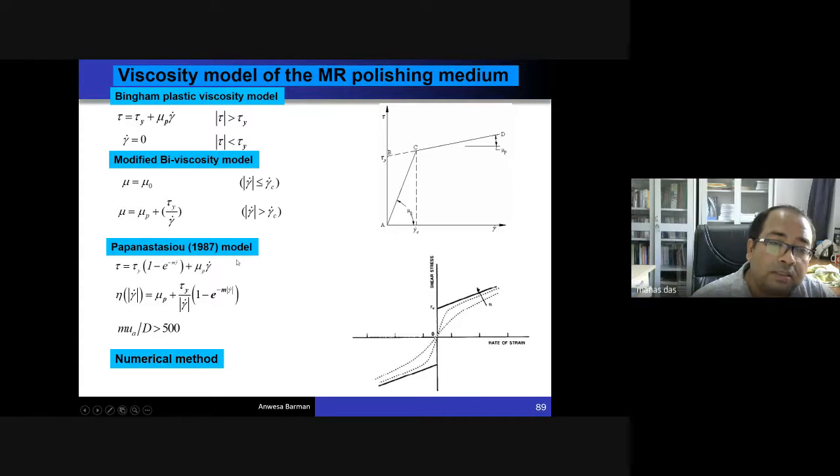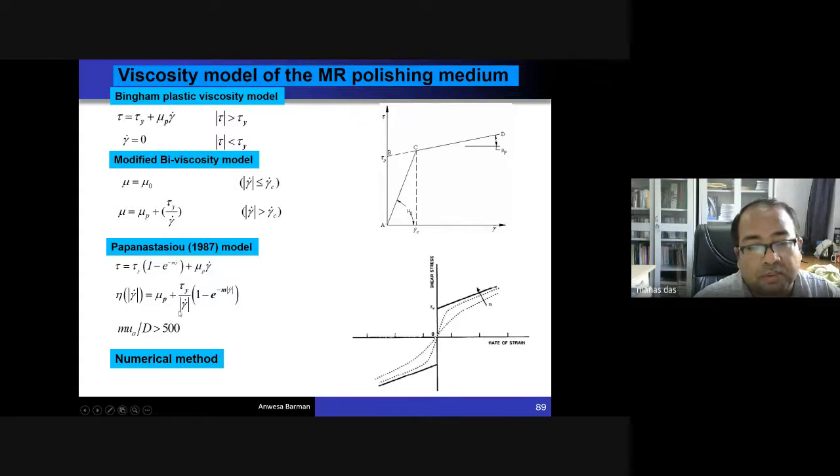After that, Papanastasiou considered a combined equation: shear stress equals tau y times (1 minus e to the power minus m gamma dot) plus mu p times gamma dot. Here the viscosity is a function of shear rate. It is a function of magnetic field also. So this is the viscosity.